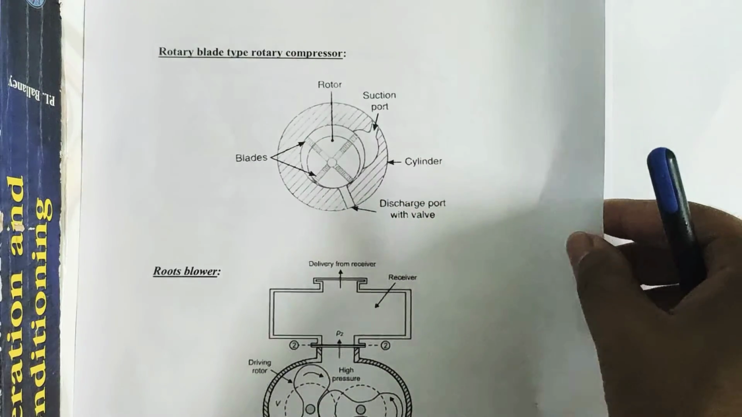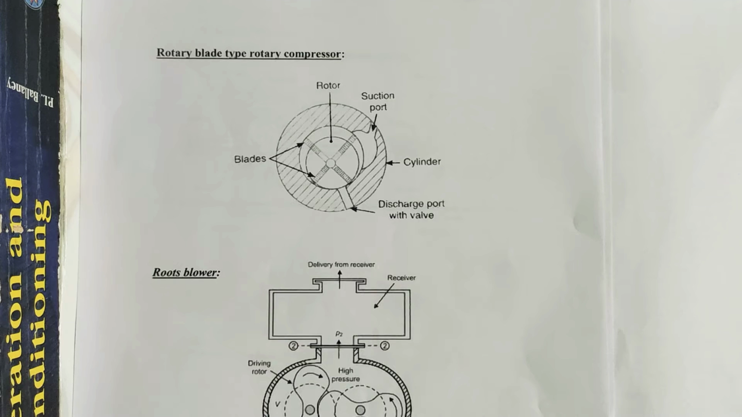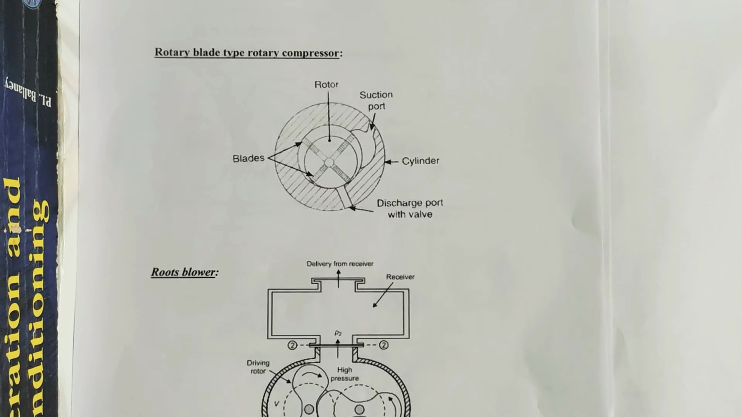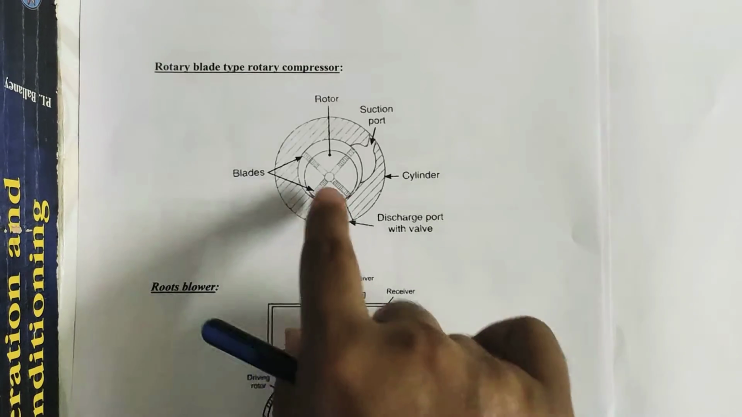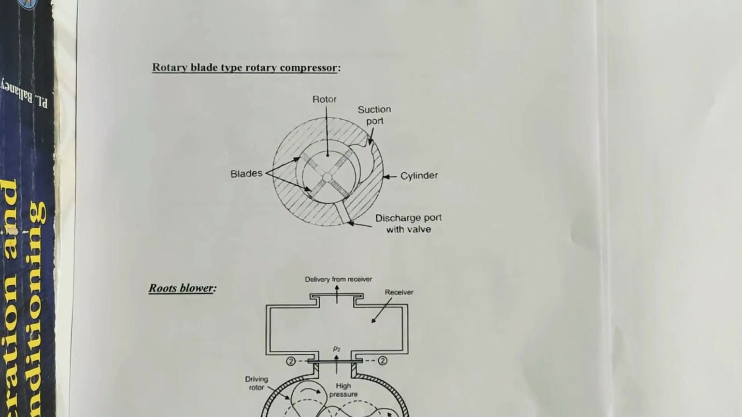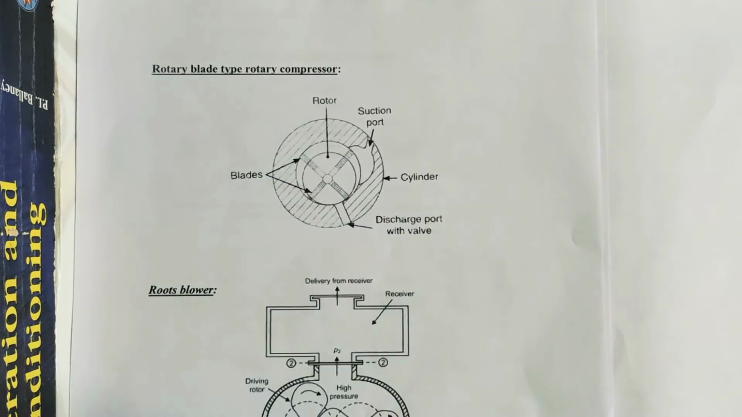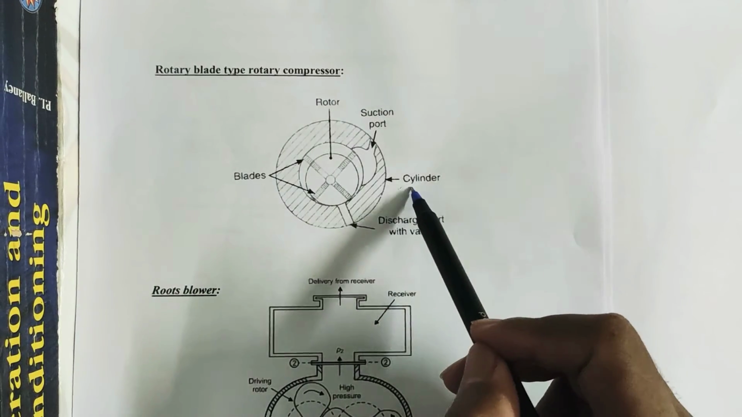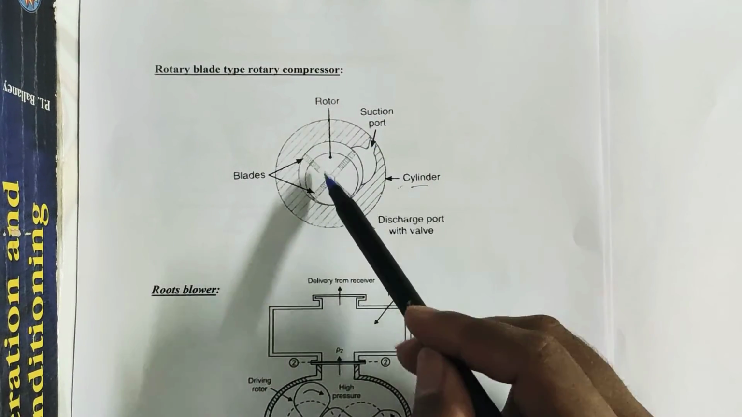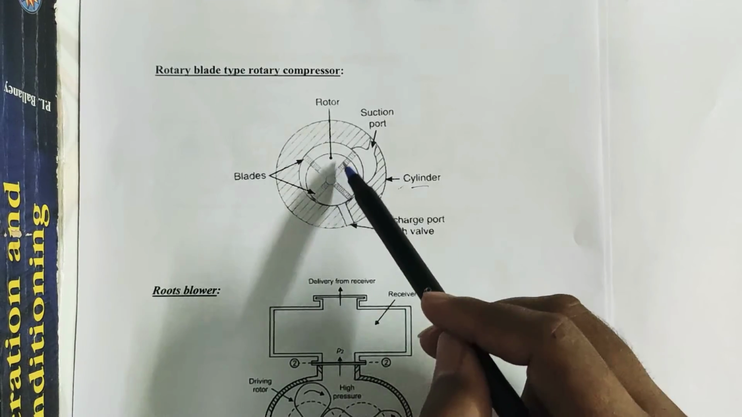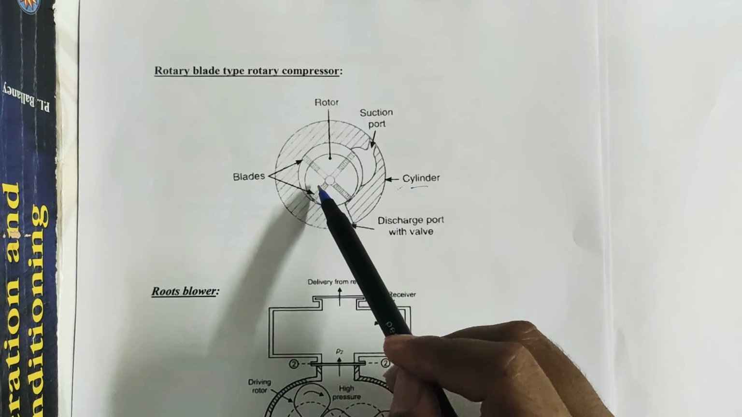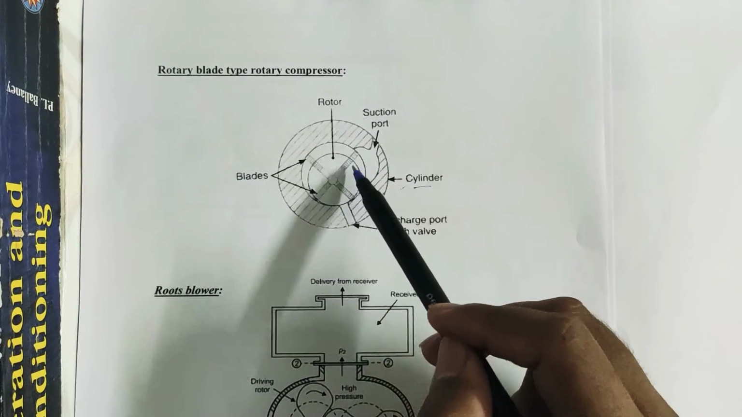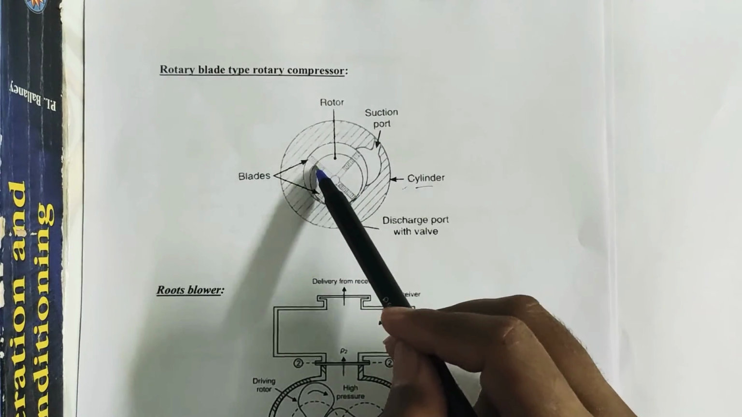Now our next classification is the rotary blade type rotary compressor, also known as the rotating vane type compressor, which is described in this figure. What is the working principle of this rotating vane type compressor? If we look at this figure, it consists of a cylinder and a slotted rotor. The rotor has 4 slots which contain a number of blades. These hash lines denote the blades. This one, this one, this one, this one.